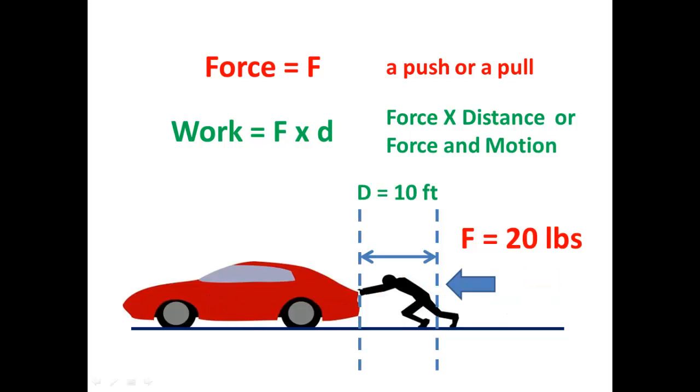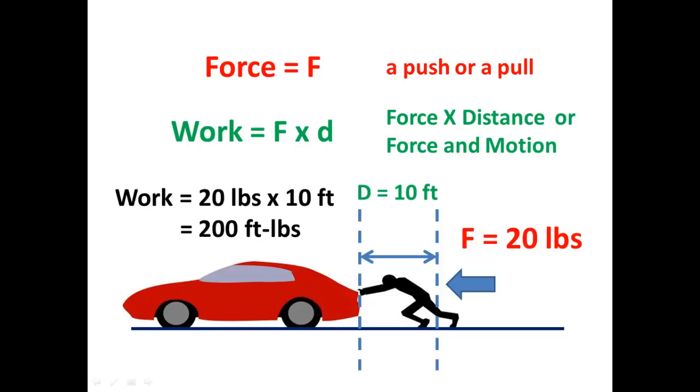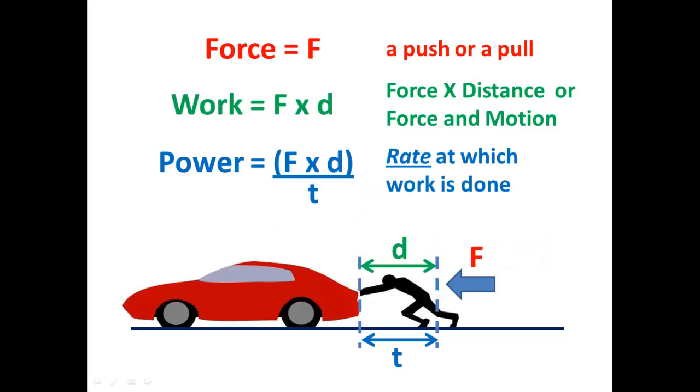Now let's say we push a little harder. We push with a force of 20 pounds and we get the car to move 10 feet. We have performed work. The work that we have performed is 20 pounds times 10 feet, or a total of 200 foot-pounds of work. Now the term power has to do with the rate at which work is done.